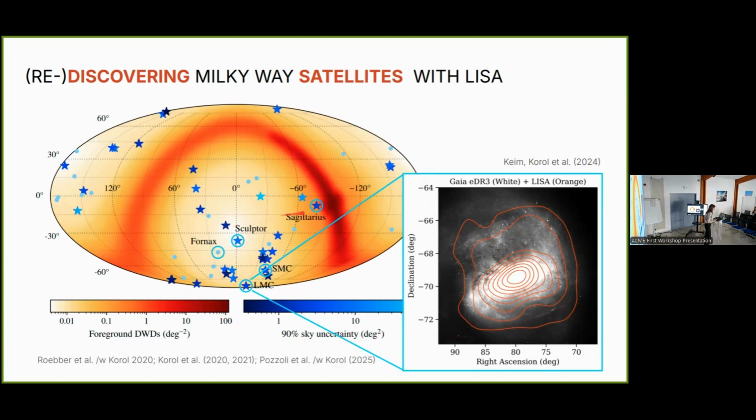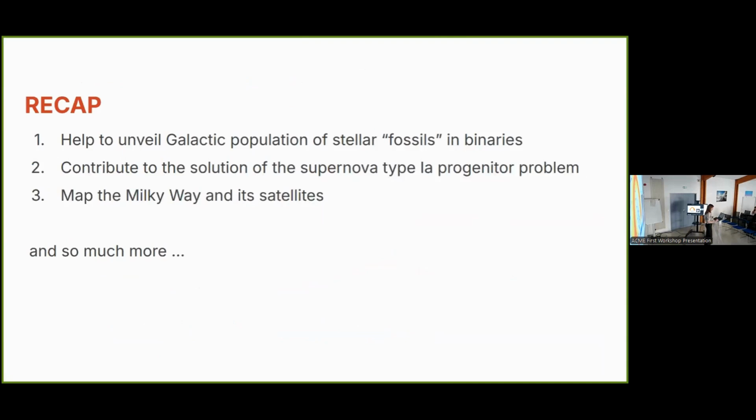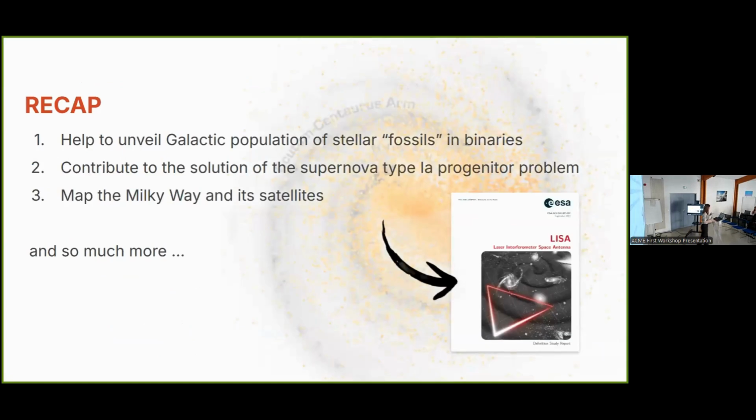And the other galaxies, so we may see some binaries in the Sagittarius dwarfs and the Sculptor galaxies, but this is really the most nearby and massive satellites to us. So to recap, I showed you that we can see a population of stellar fossils in binaries made of white dwarfs, neutron stars and black holes as well. And those are just inaccessible in this complete way with electromagnetic telescopes.